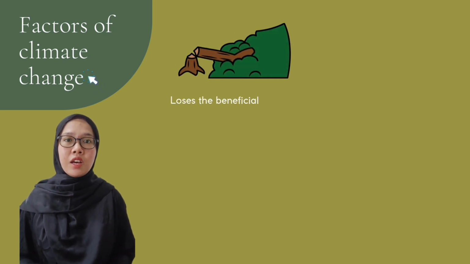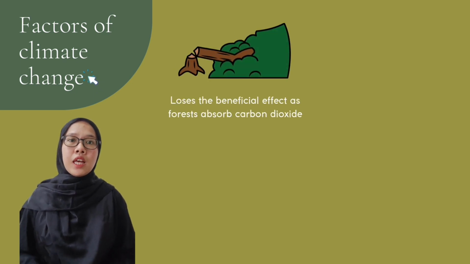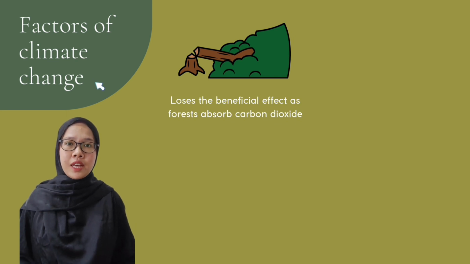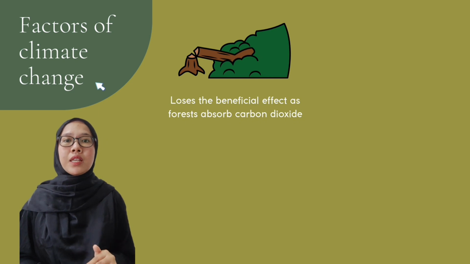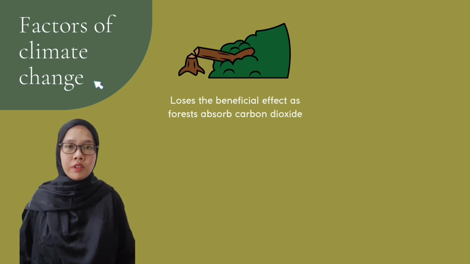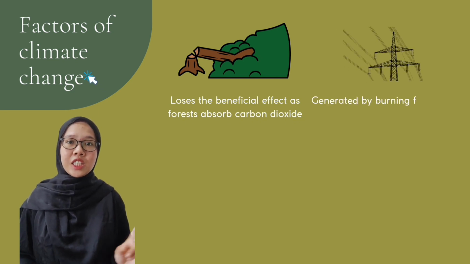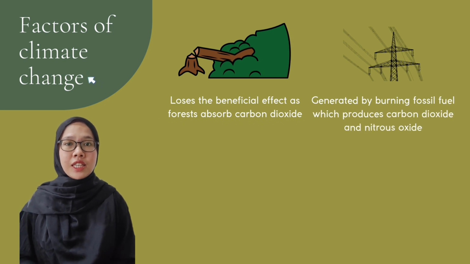First, cutting down forests, or deforestation. Earth lost the beneficial effect as forests absorb carbon dioxide. By cutting them down, it will limit the ability to keep emissions out of the atmosphere. Next is generating power, including electricity and heat.